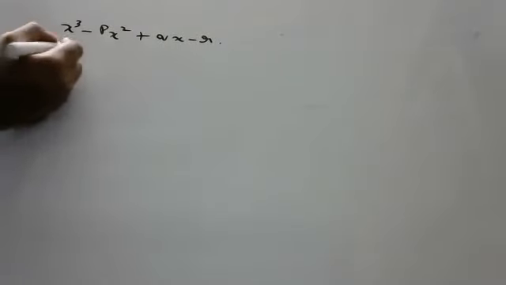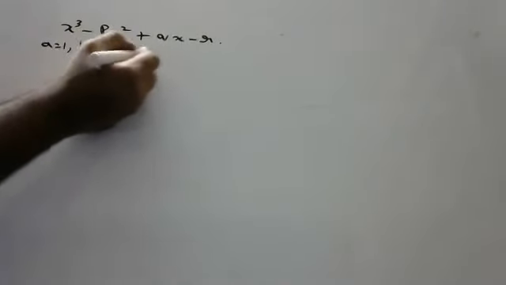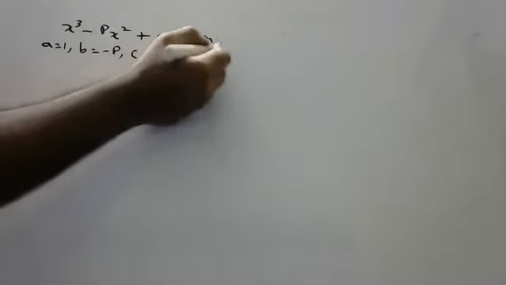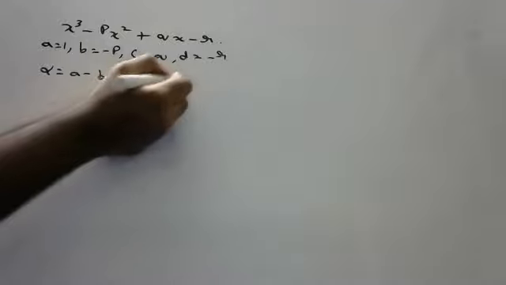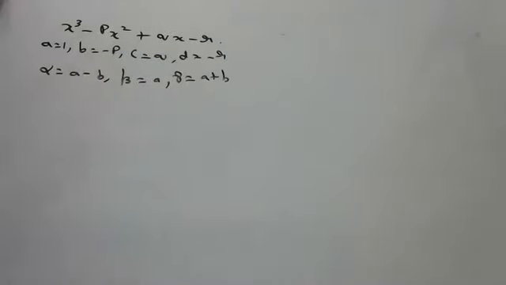Actually, children, this type of question you will get in MCQs, where they ask which condition is correct. So anyway, a is equal to 1, b is equal to minus p, c is equal to q, d is equal to minus r. Alpha is equal to how much, children? Alpha is a minus b, beta is equal to a, gamma is equal to a plus b. Why? Because they said they are in AP.